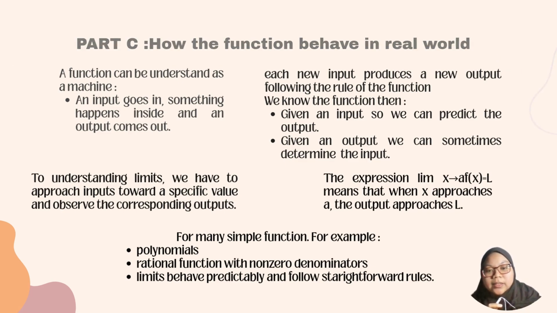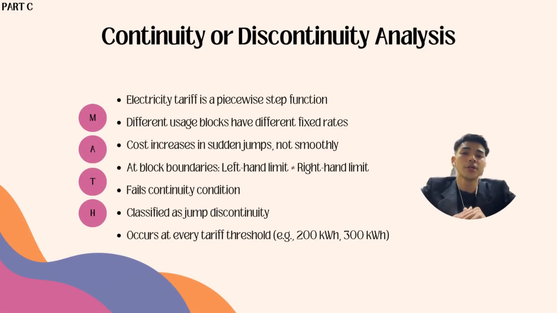denominators. In this part, we analyze whether the electricity tariff function is continuous. The tariff is defined as a piecewise step function where each usage interval has a fixed rate, but the rate changes abruptly at specific thresholds. The total cost increases in jumps rather than smoothly. For instance, when usage increases from 200 to 201 kilowatt per hour, the consumer enters a higher tariff block, causing an immediate rise in total cost.